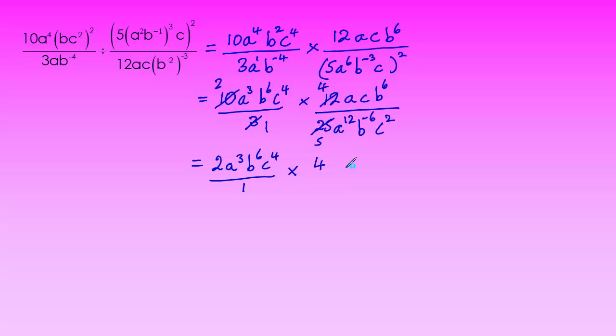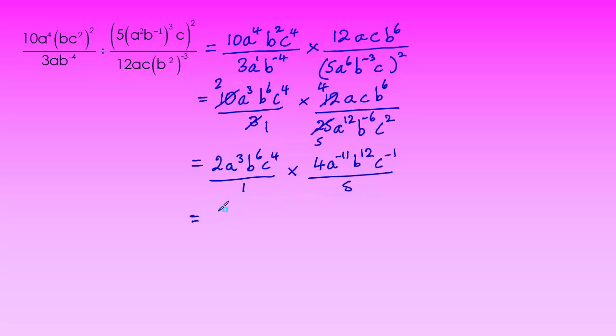So on the top here we've got a 4. Then if we subtract the indices here, we'd have an a to the negative 11. Subtracting indices with the b, so we've got 6 take away negative 6, which is 6 add 6, so that's b to the power 12. C will be to the power negative 1. And all of that is over 5.